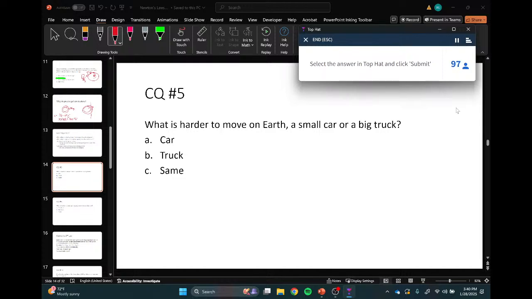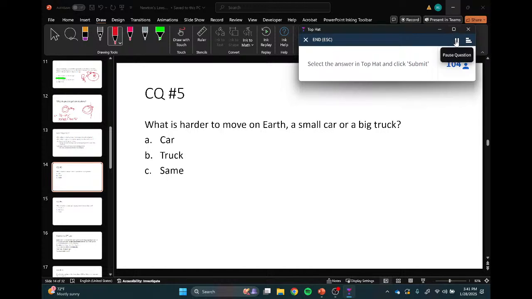Like 20 more seconds. We'll close this one out in 5, 4, 3, 2, 1.